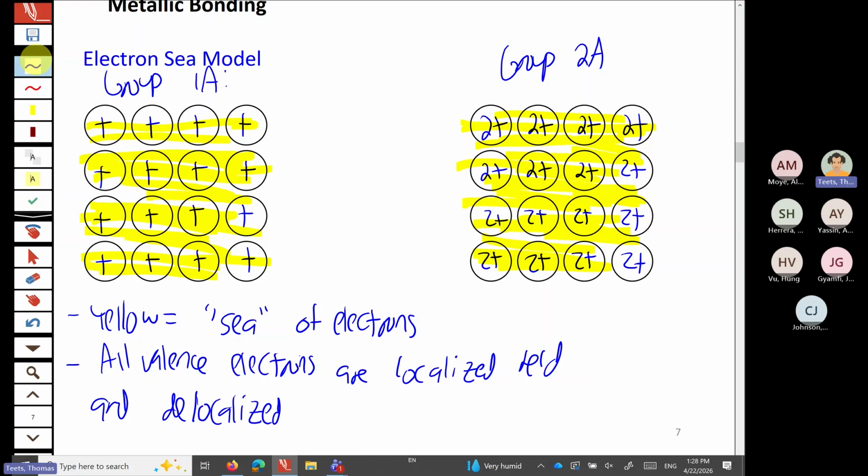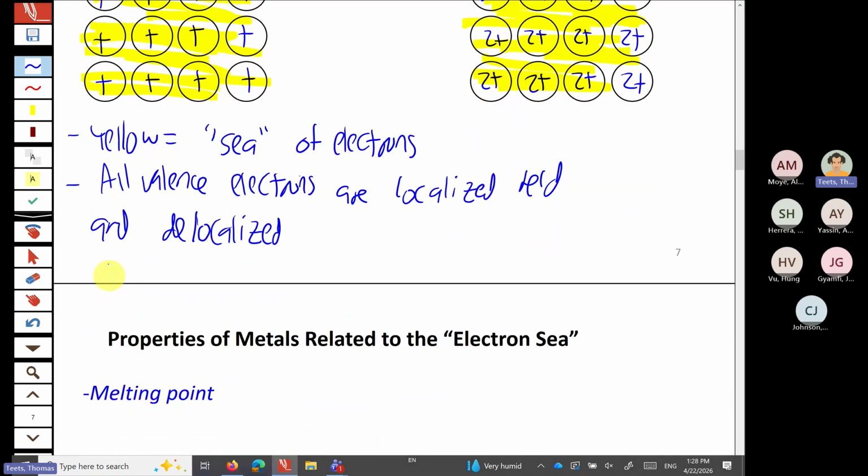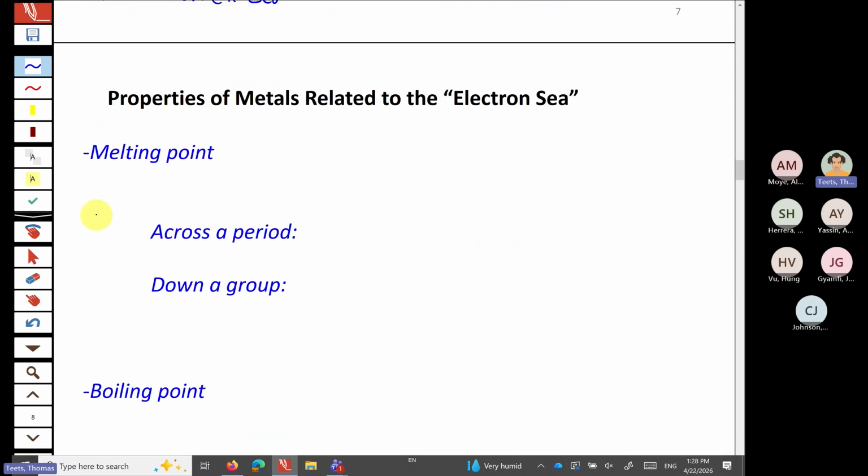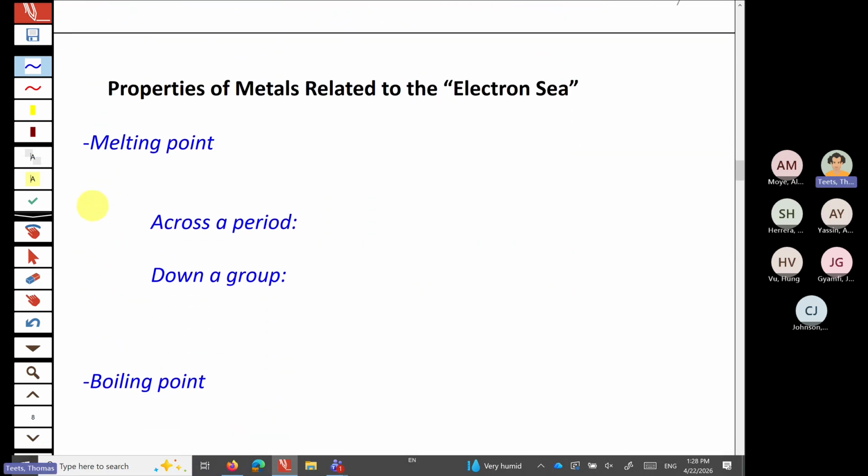So then when we talk about properties of metals, how are the properties of metals determined by this bonding model and by the arrangement that they have? If we talk about the melting points of metals, they tend to be moderate to high.